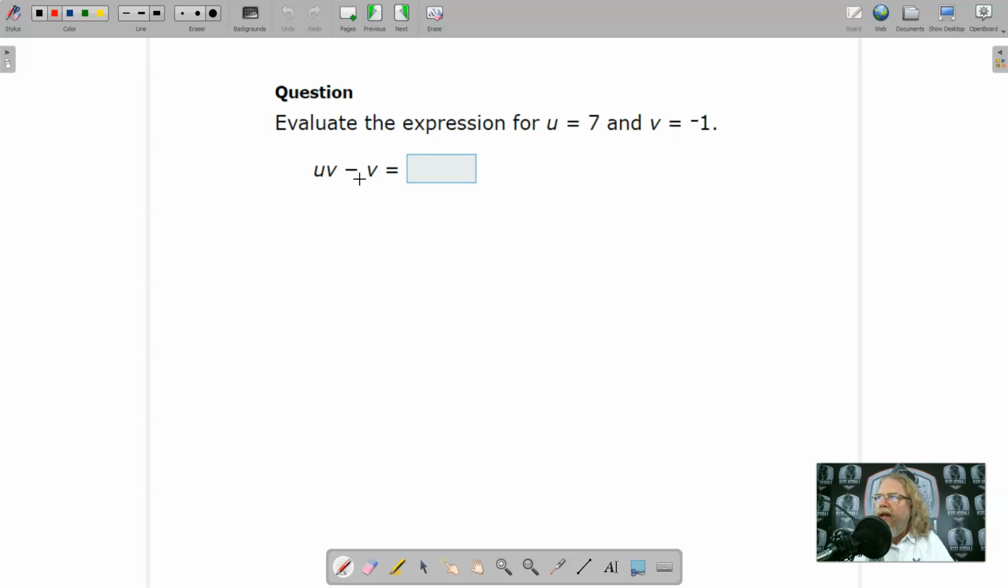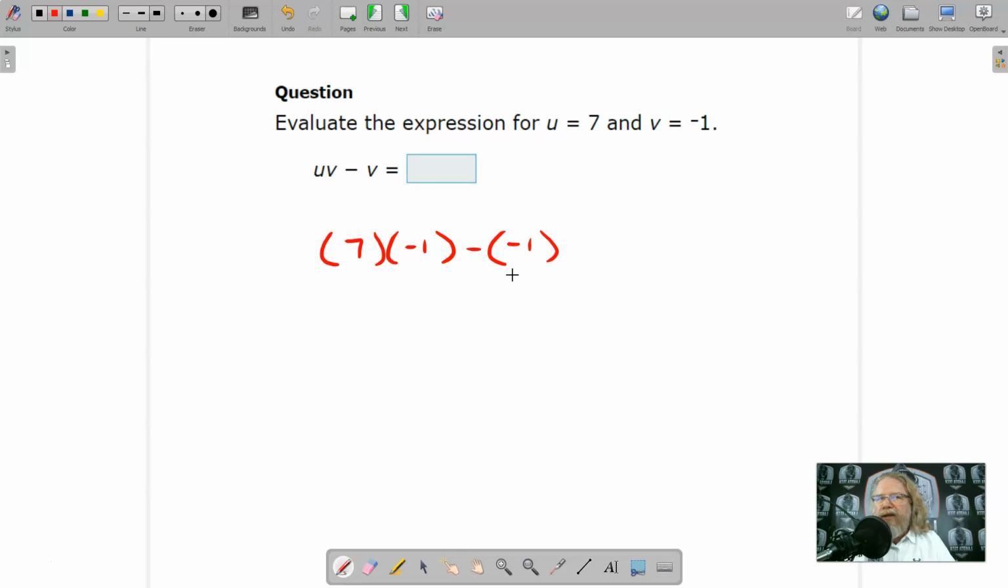So let's go ahead and rewrite the expression using parentheses everywhere we see a variable, and then we'll substitute those values for that variable. So we have U times V. So let's put a parenthesis for U and a parenthesis for V. Put in our subtraction sign, and then put in the parenthesis for the other variable of V. The value of U is 7. The value of V is -1. The value of V again is -1.